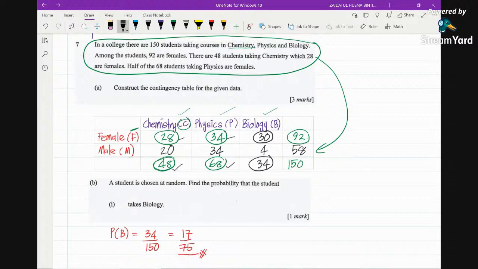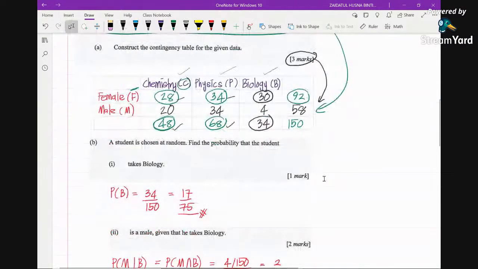So there are 3 marks allocated for the table. Once you get the correct table, you will be given the full marks. Alright, so now after we have the table, we may proceed with the next question. A student is chosen at random. So when a student is chosen at random, our n(S) will remain the same. n(S) is just 150C1, so it's still 150.